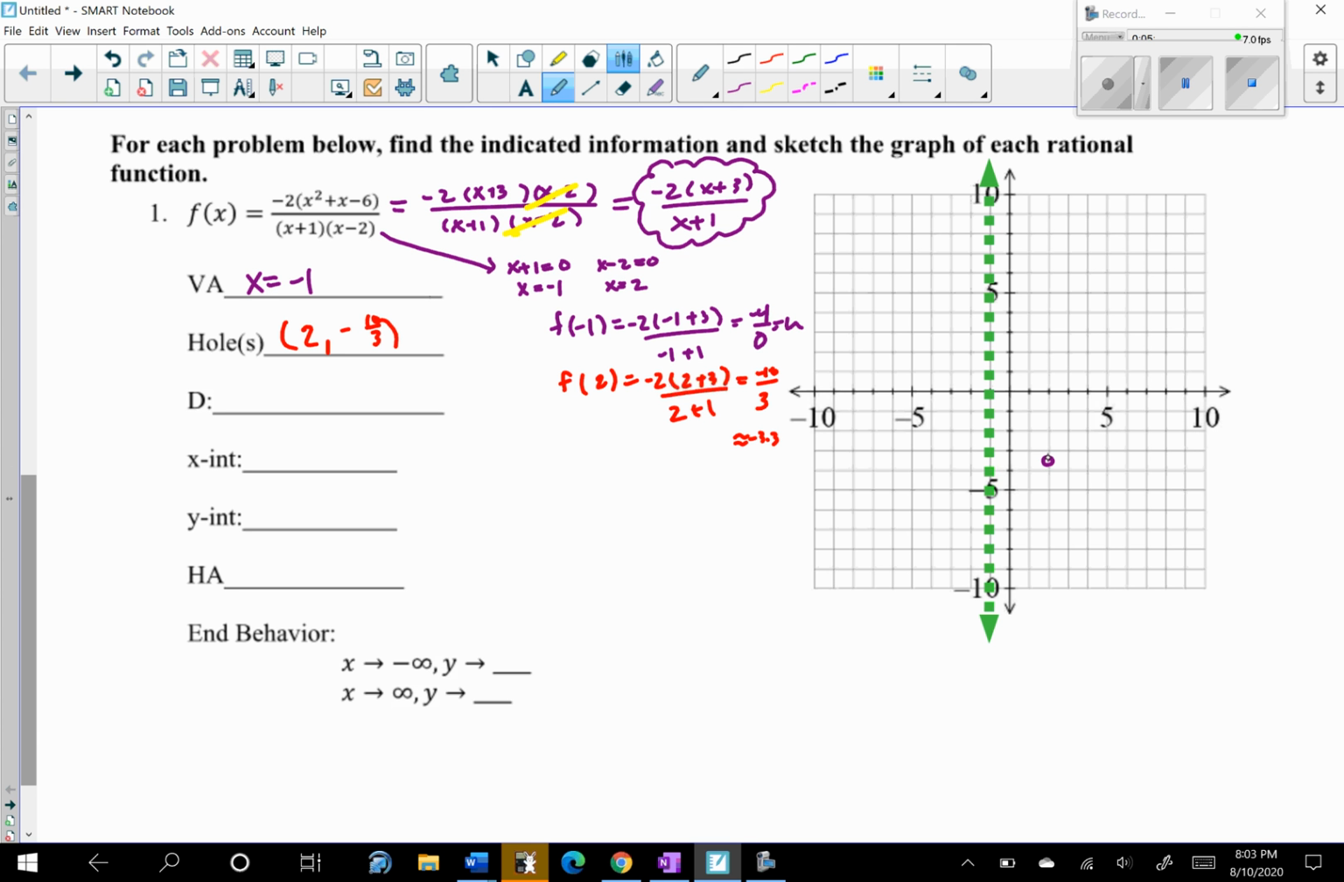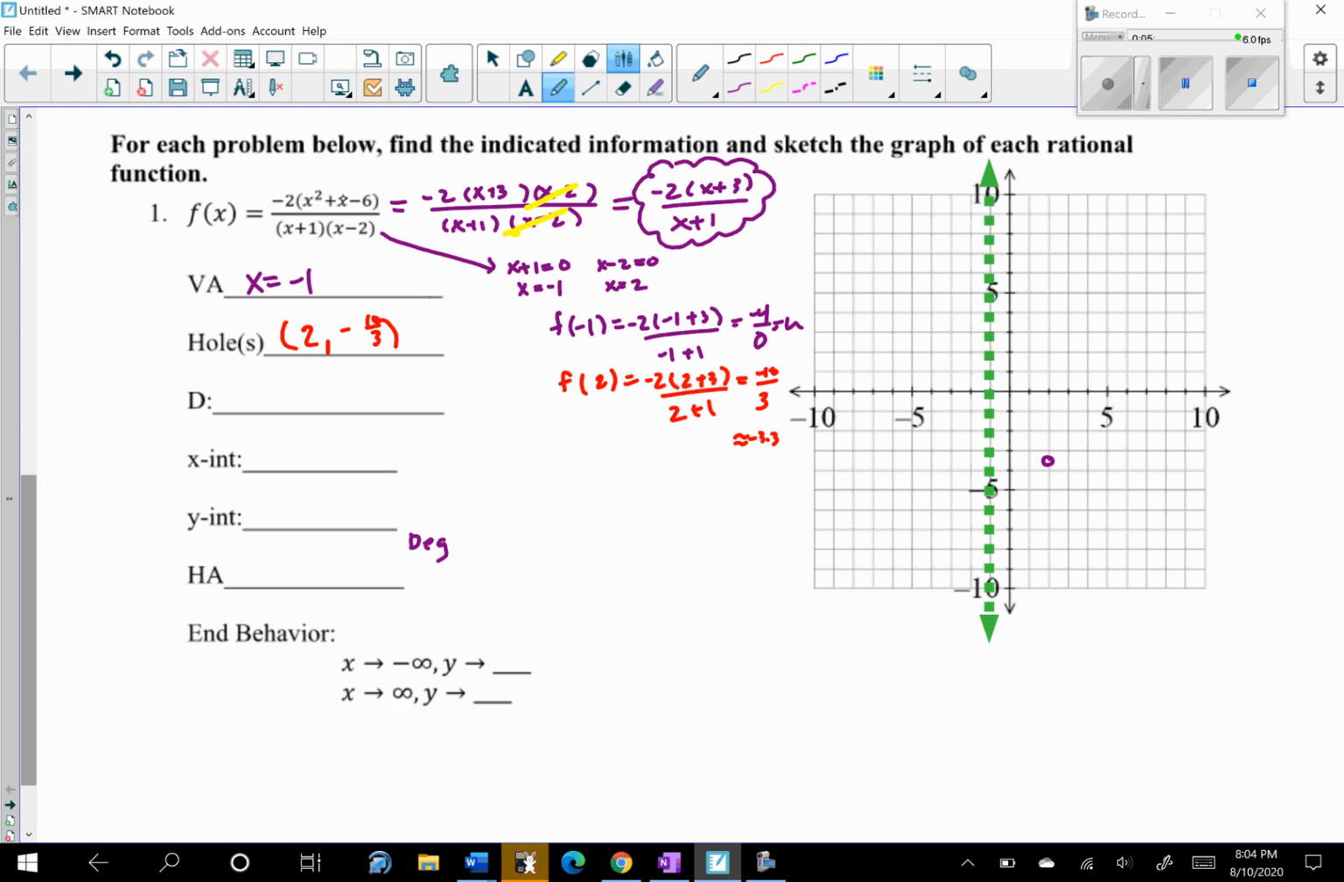Now I want to figure out my horizontal asymptotes. Remember, you look at the degree of the numerator and the degree of the denominator to do this. So the degree, remember, you always want to look at it in standard form. So usually I'm going to use the original problem. I don't want to use the factored one.